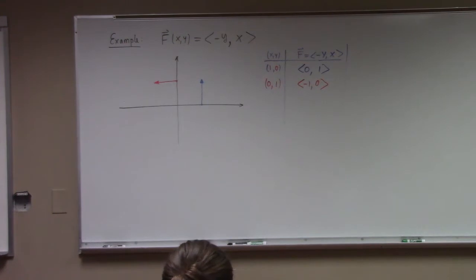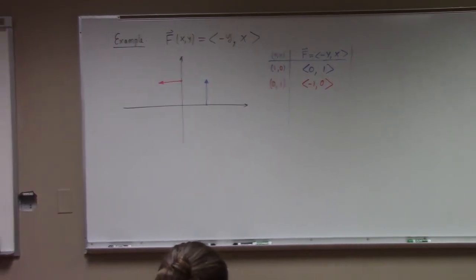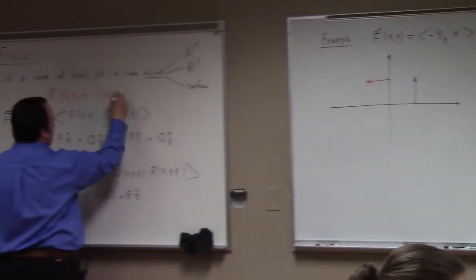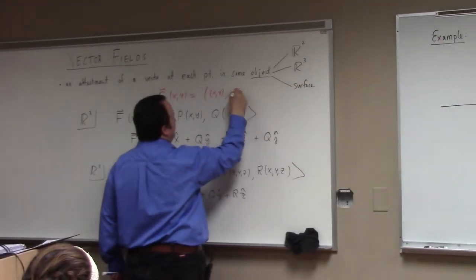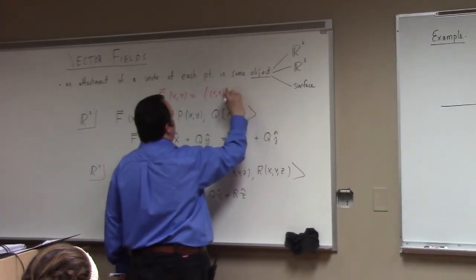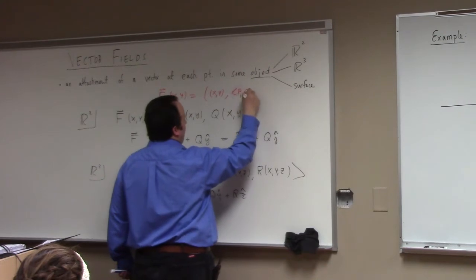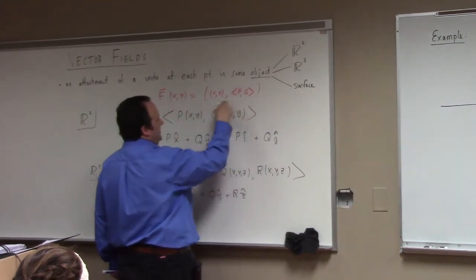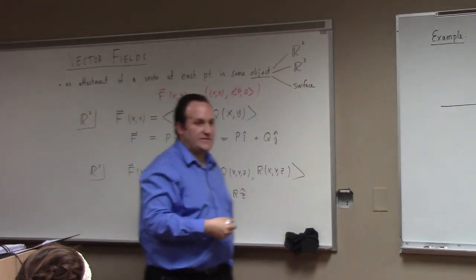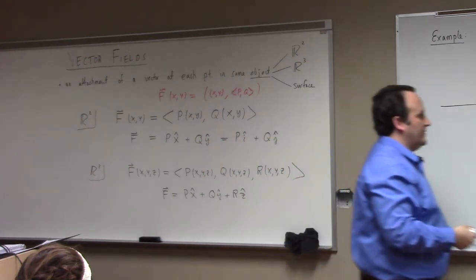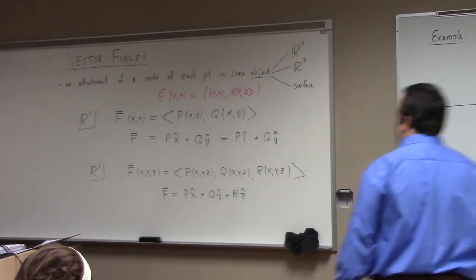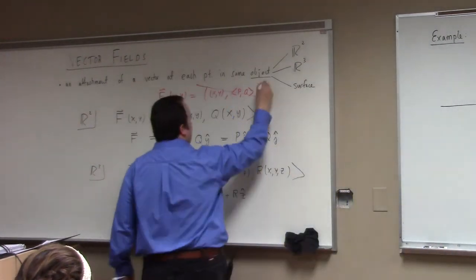So a more obnoxious notation would be something like f of x, y is really a pair. It's the point x, y and the vector f, well, the vector p, q. There's a base point and there's a vector. They're both involved in the vector field. But anyway, we don't typically use that notation, so I probably should cross this out.